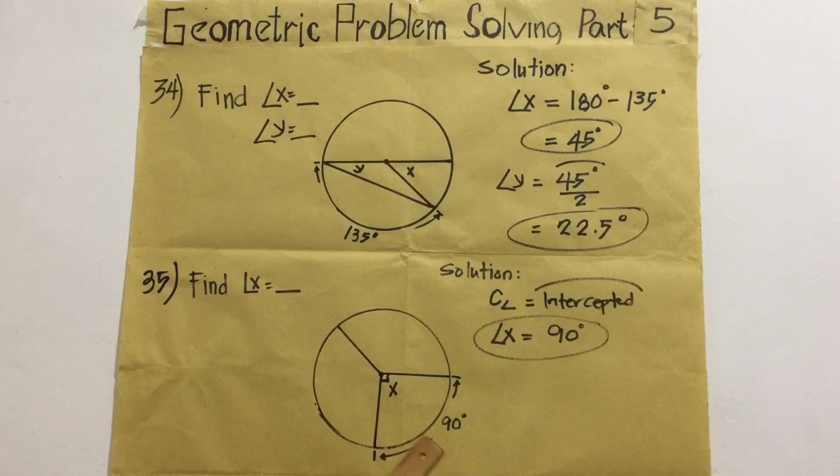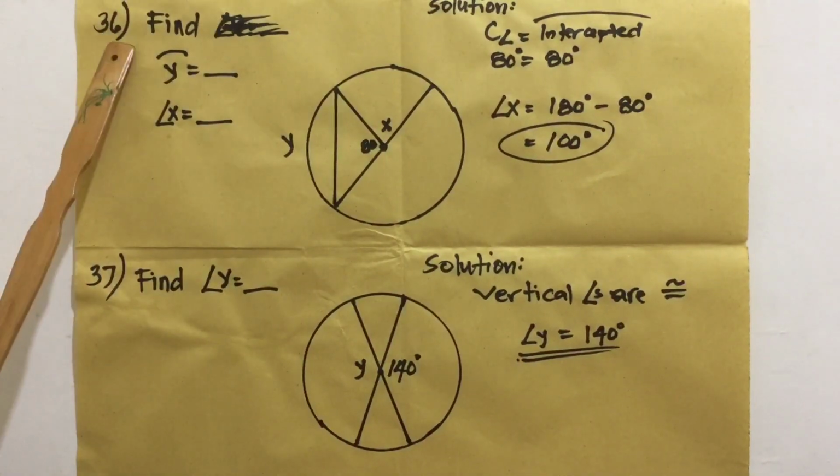And as a matter of fact, the given intercepted arc is 90 degrees. And in our theory, the central angle is equal to the intercepted arc. Since the given intercepted arc is 90 degrees, equal to the central angle, therefore our angle x is also 90 degrees. Okay, next number is 36.